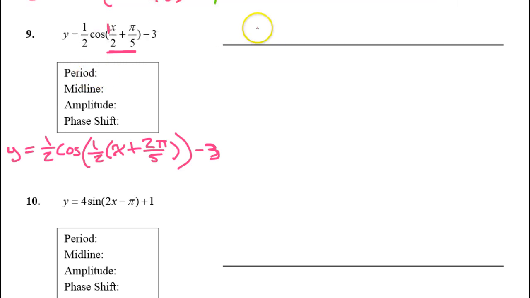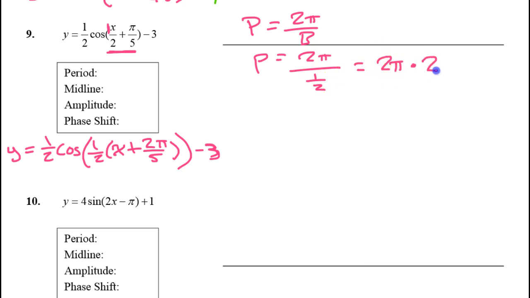Now the period, we know that the period is always 2 pi divided by the b value. In this case, the b value is 1/2. So it's going to be 2 pi divided by 1/2, but you multiply by the reciprocal, so that'll be 2 pi times 2. That's why the period is going to be 4 pi. The midline is just this number on the end, so it's going to be y equals -3. Don't forget the y equals part. The amplitude is 1/2, so let's go ahead and put 1/2 for the amplitude.